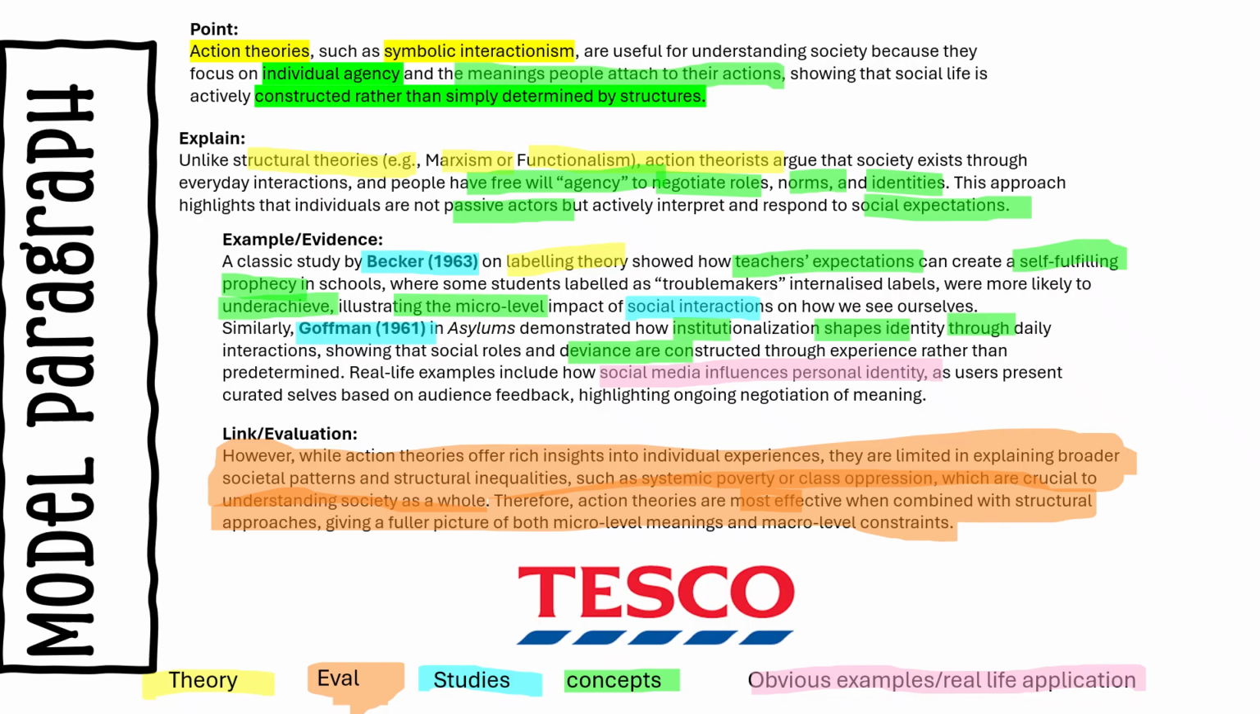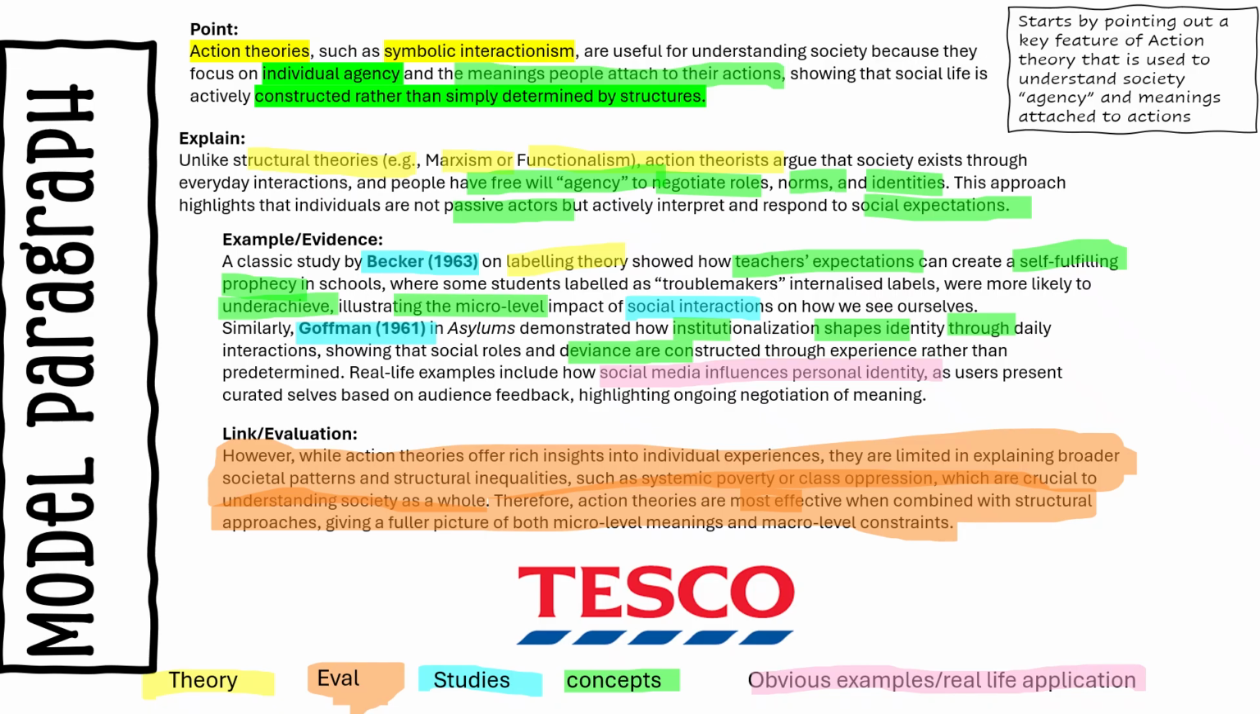up what I'm saying. So you can see I've started off by pointing out a key feature that puts symbolic interactionism apart from other types of theories, and that is this idea that they use with agency, this concept of social agency. So it's very unlike any structural theory, for instance. It's a very micro way of analysing society. So I've put action theories like symbolic interactionism are used for understanding society because they focus on individual agency and the meanings people attach to their actions, showing that social life is actively constructed rather than simply determined by structures.